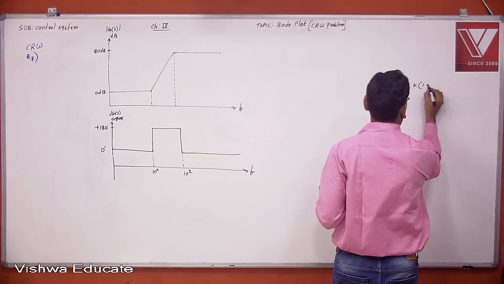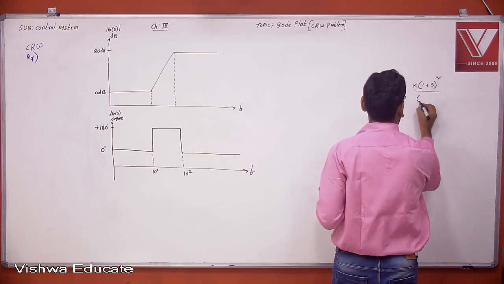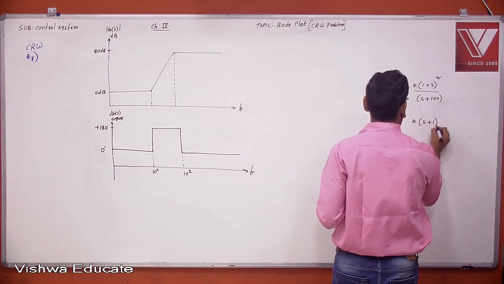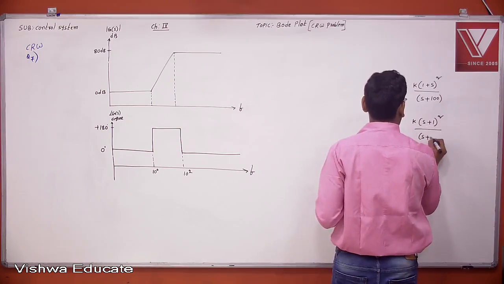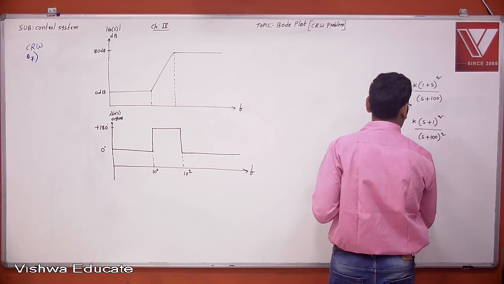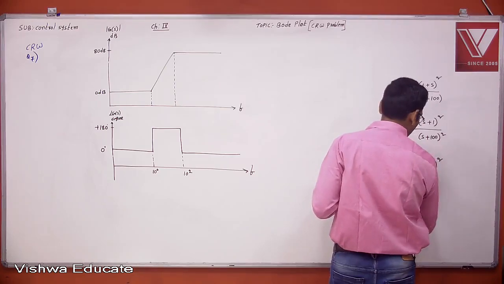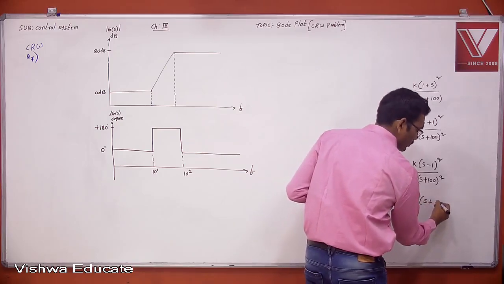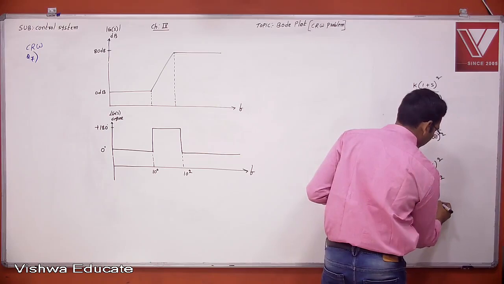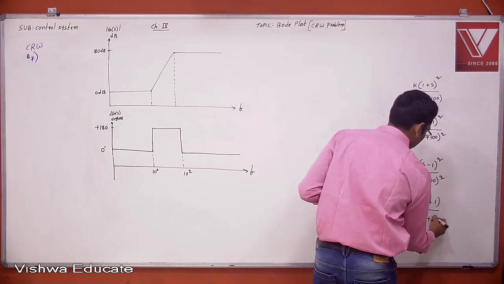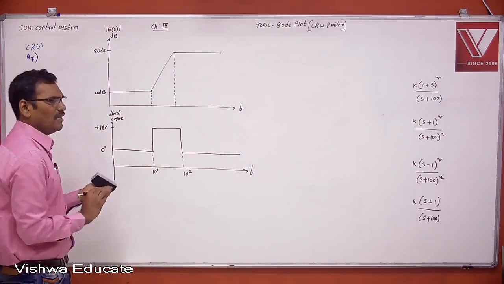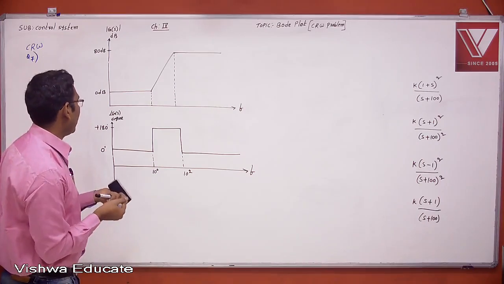The options are: K into (1 plus s) whole square by (s plus 100); K into (s plus 1) whole square by (s plus 100) whole square; K into (s minus 1) whole square by (s plus 100) whole square; K into (s plus 1) by (s plus 100). These are the four options given to you. No slopes are given, but we have to catch one simple point here.